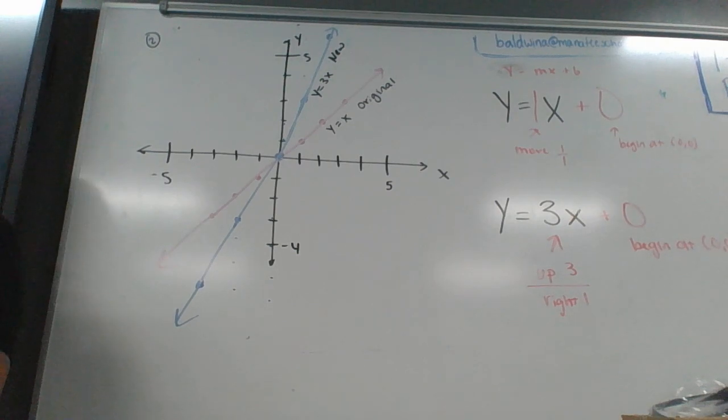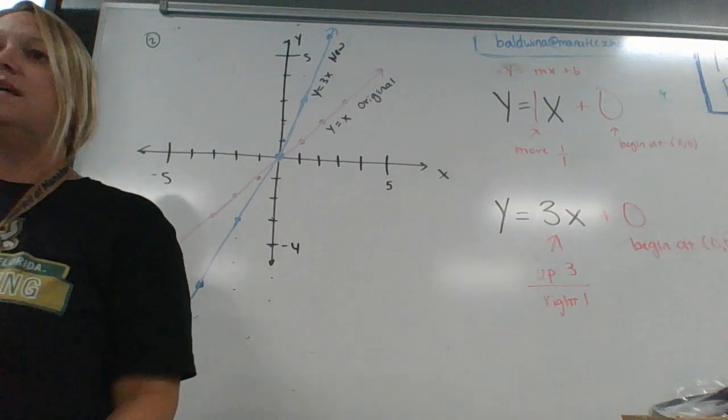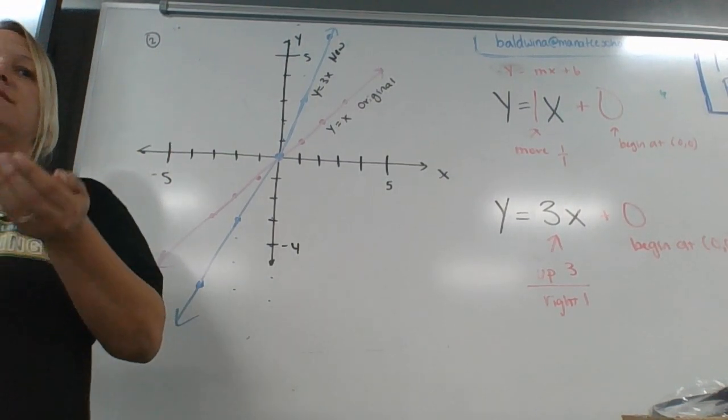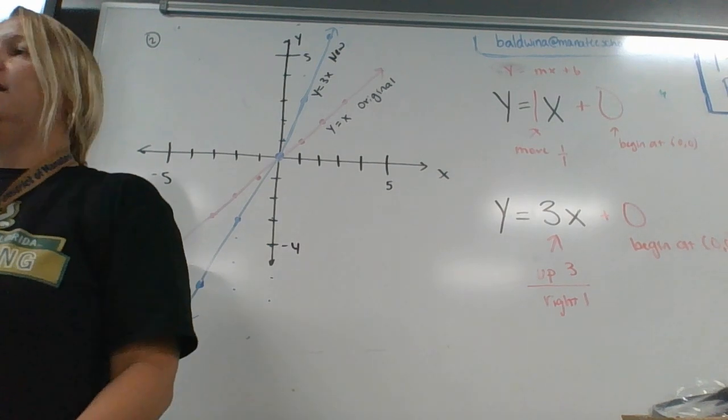So I'm going to go ahead and say that y equals 3x is more steep than y equals x. Okay? And why is it more steep? It's more steep because the slope is up 3 over 1 instead of up 1 over 1.